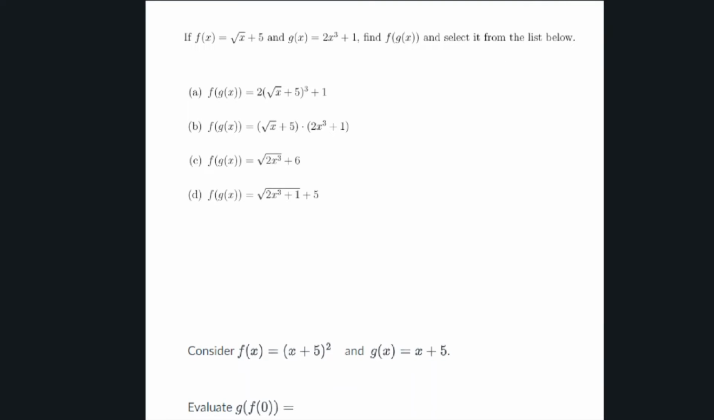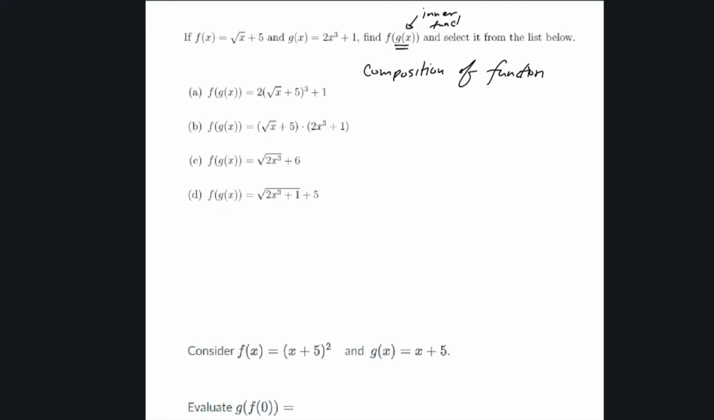So for this next question, we are given the function f of x is the square root of x plus 5, and g of x is 2x cubed plus 1. Find, and now looking at this notation, we see the function g of x is inside the input of f of x. So we have a composition of functions. And we know when we have composition of functions, the order matters. What's the inner function? What is the outer function? So here, g of x is inside the parentheses, so it's our inner function.